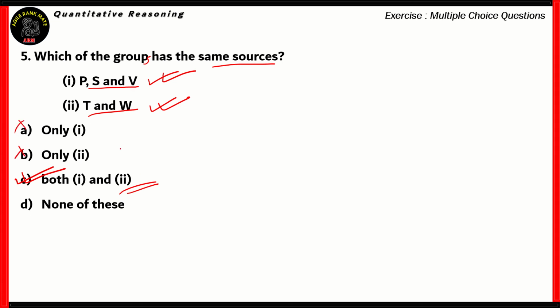Only 1 and only 2 are incorrect, because if you were to choose those options, then it would imply that the other group would be incorrect, which is not the case. So option D, none of these, is incorrect, because we know that both of them have used same sources amongst each other. So therefore, option C, both 1 and 2, is the right option.